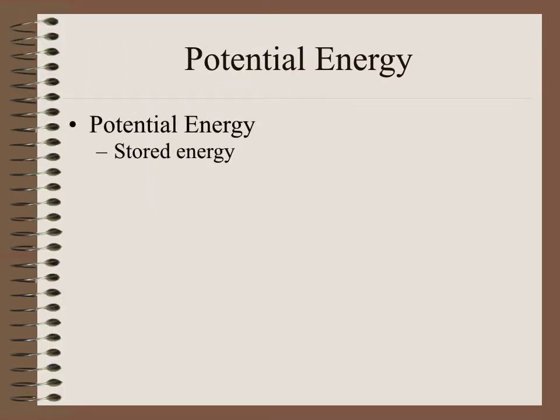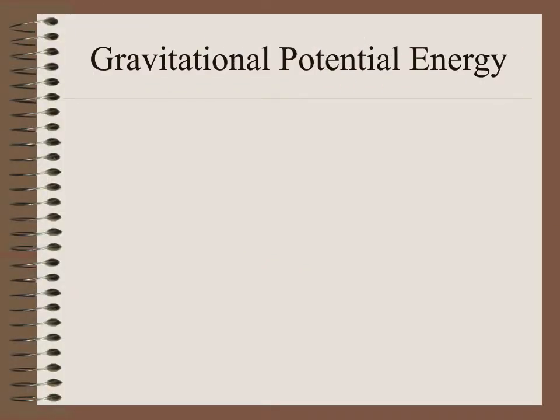Potential energy is stored energy. It's energy that's just sitting there waiting to be used, waiting to do work. The symbol that we will use to represent potential energy is PE for potential energy. And as we just said previously, the unit is joules. The type of potential energy that we are going to focus on deals with the force that we've studied the most, gravitational potential energy.